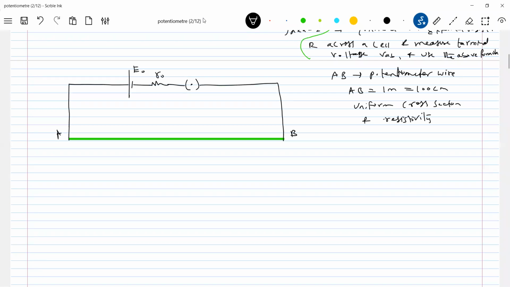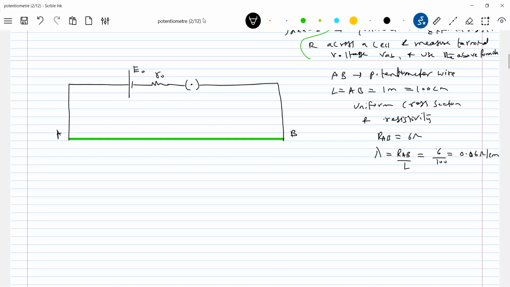So then what is the resistance R_AB? Let me write it as, say, equal to 6 ohm. Then resistance per unit length I'll define as R_AB by L. So this should be equal to how much now? 6 by 100, or 0.06 ohm per centimeter. Like this we define resistance per unit length.